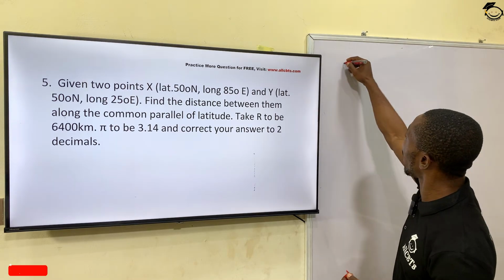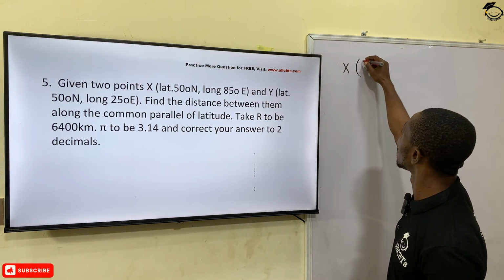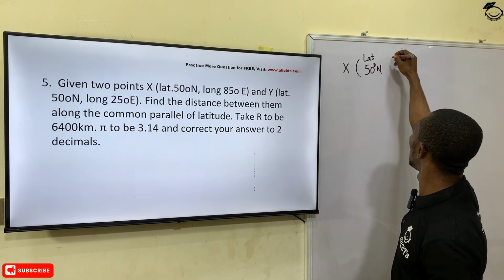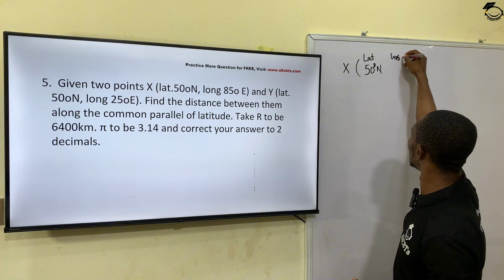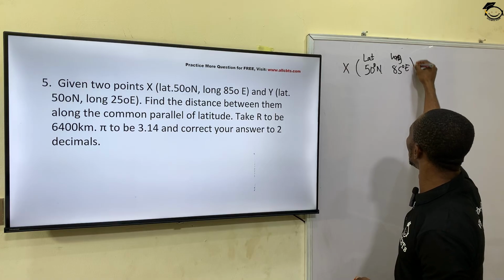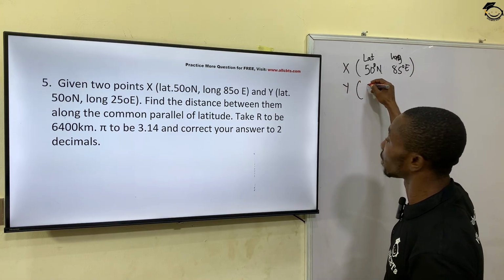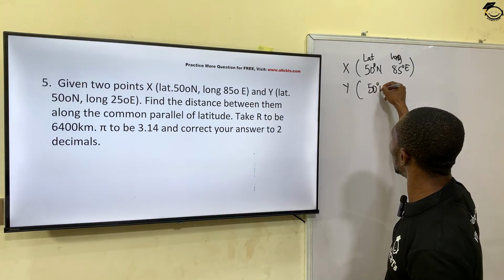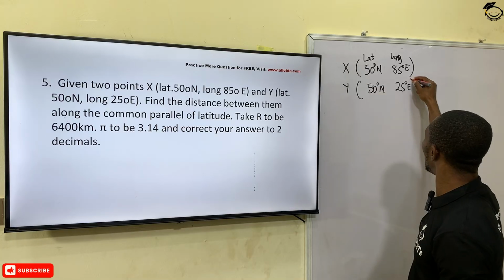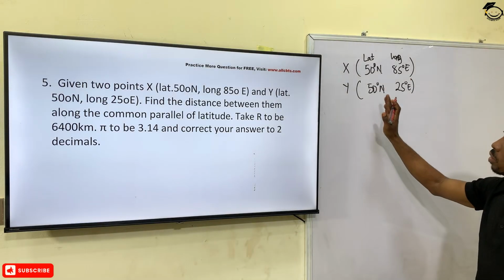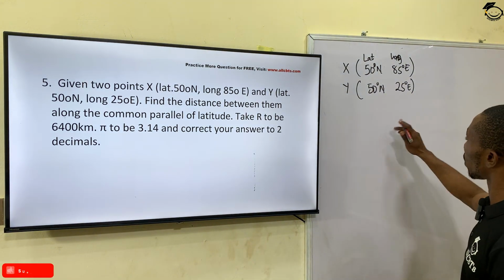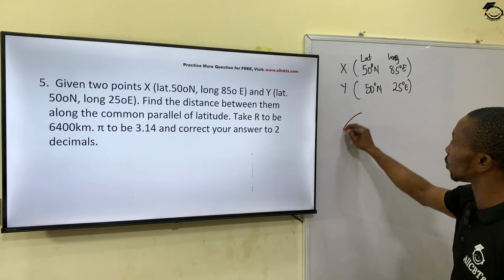Now, if we have our point X as latitude 50 degrees north and longitude 85 degrees east, then our point Y on latitude 50 degrees north and longitude 25 degrees east. Now, we can see that our latitude is constant while our longitude varies. Now let's represent this in pictorial form.